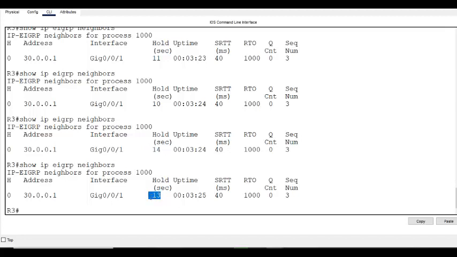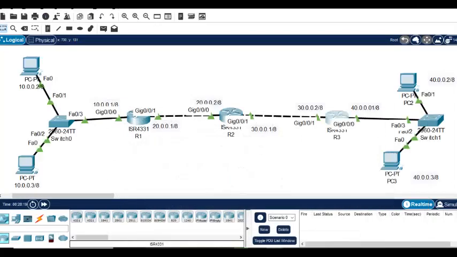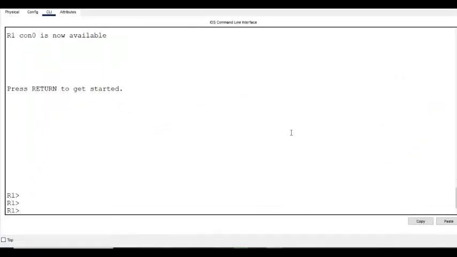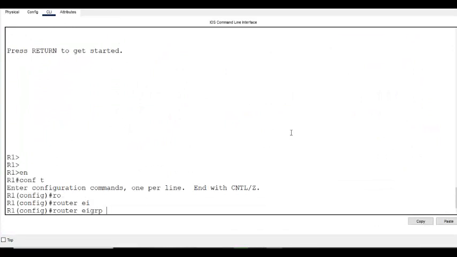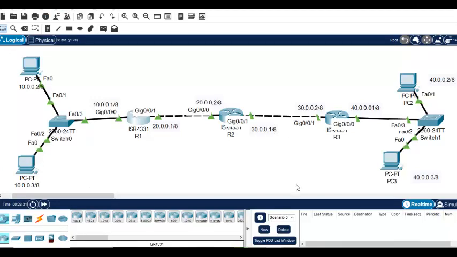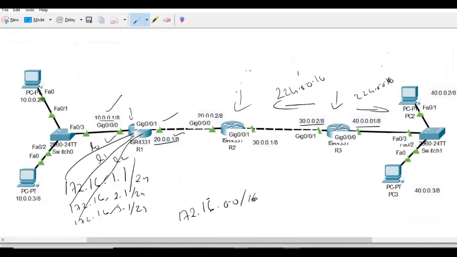If you say 172.16, then EIGRP will run on all these 3 interfaces because all these 3 interfaces have got 172.16. Let's do it. Network 172.16.0.0. See, if I go and verify, tell me how many interfaces should be running EIGRP now, Arjun?